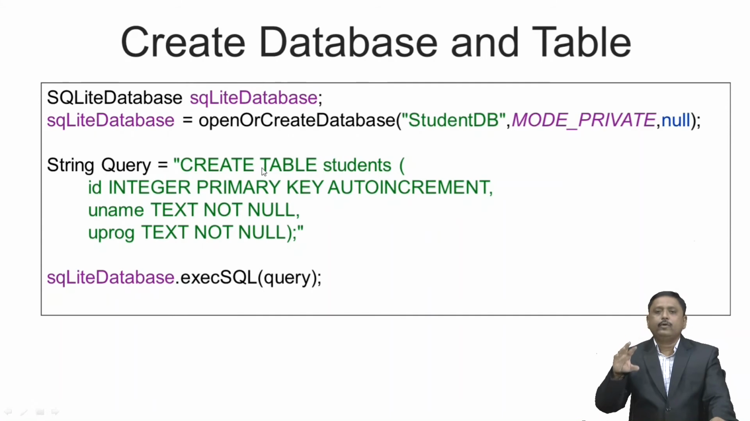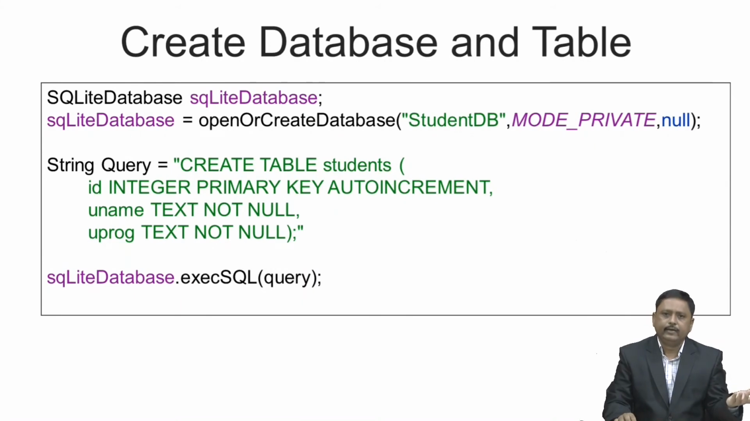Next we want to create a table. We have already discussed the syntax of create table. So, this is a string which specifies how to create the table, and then we call the execute SQL method of this database. So, it will create the table students inside the studentDB database. So, this is how this statement works, and we can create a database as well as a table inside that database.